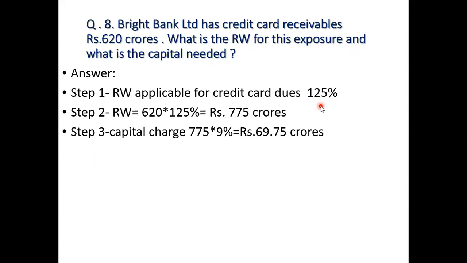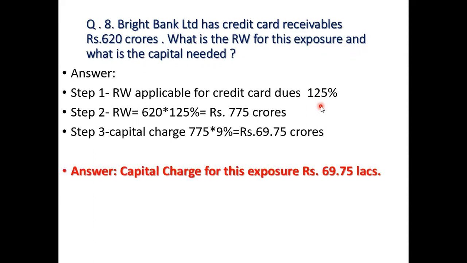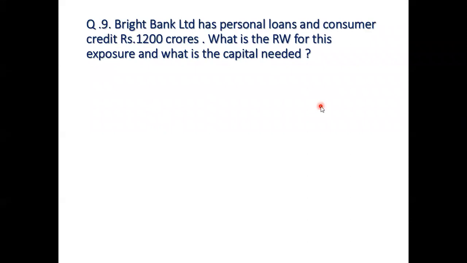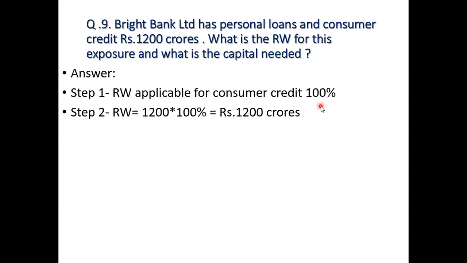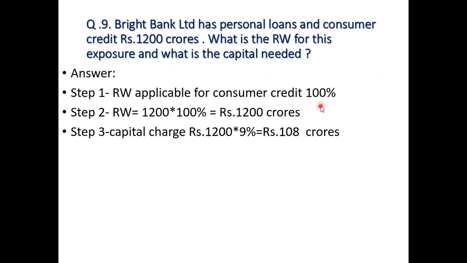3 steps. Question number 9. Bright Bank has got personal loan and consumer credit, 1200. So immediately you have to remember risk weight is 100%. So 1200, 100% risk, 9%, 108. Agreed, boss? No doubt?